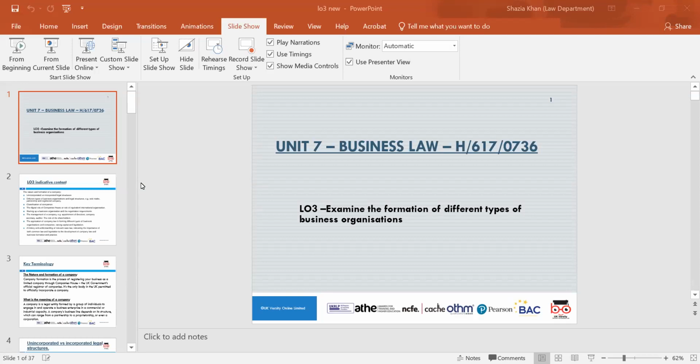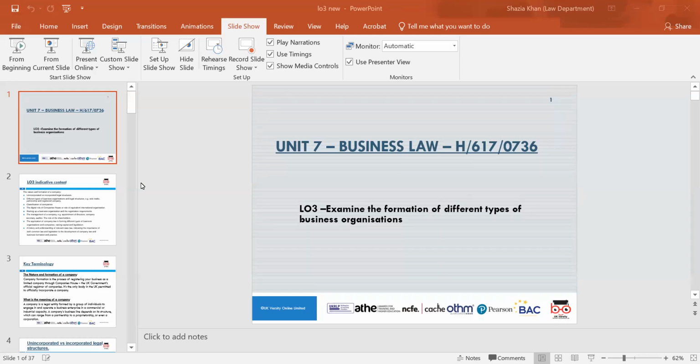So before I go on to that, we'll look at what we did in the last session. Does anyone remember what we did? I'll give you a bit of a summary of what we did. So in Learning Outcome 2, we looked at illustrating the potential impact of law on a business.